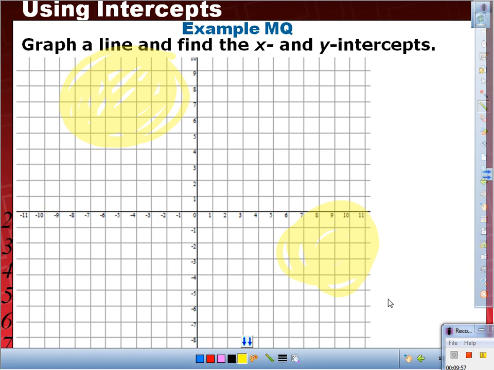And then once you sketch your line, I want you to identify the X and Y intercepts of your line. Do that right now. Ready, go. All right. Fairly simple, yes? Identifying X and Y intercepts, yes?